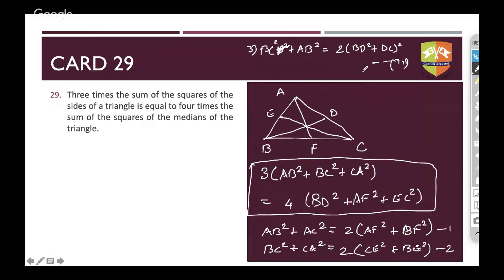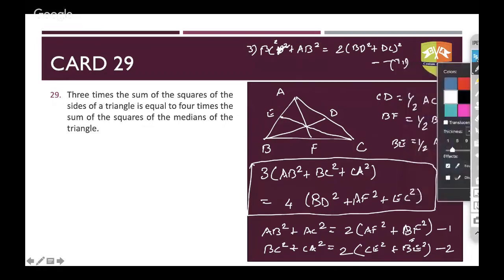And you know how you replace DC: CD is nothing but half of AC. You have to write that. And BF can be written as half of BC, and BE is equal to half of AB. So using these three and these three also together, you will get this relationship. You'll have to just eliminate. Fair enough. So this is card number 29. So this is also done. And what next?